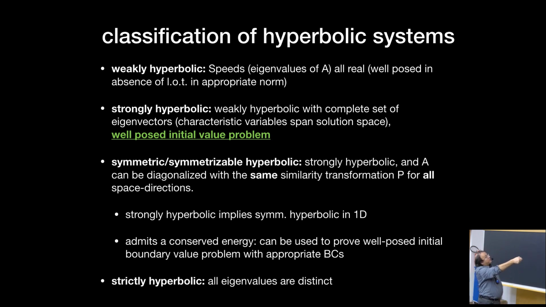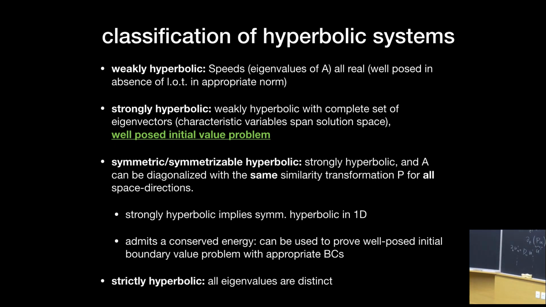This one gives you even nicer features. You have a conserved energy. You have some nicer properties with the boundary conditions, but you don't need this just for well-posedness. And then the one which is strictly hyperbolic, which has all eigenvalues distinct, but it's not going to be important for our purposes. Is that kind of clear? All right.